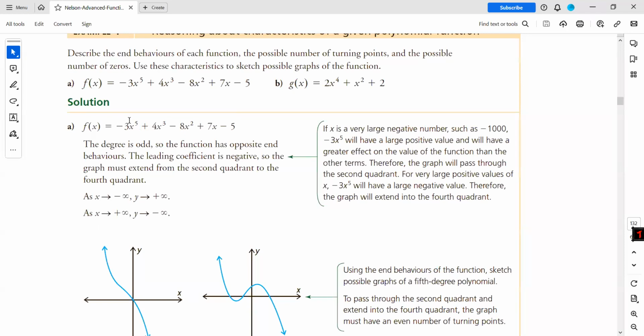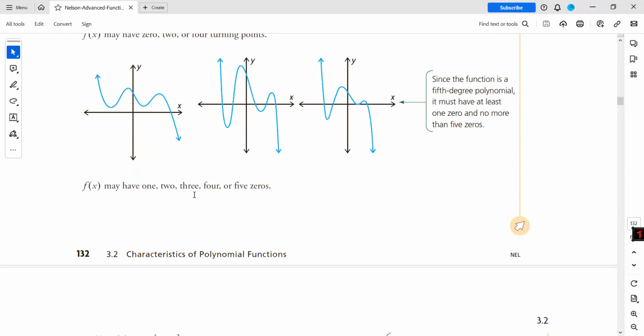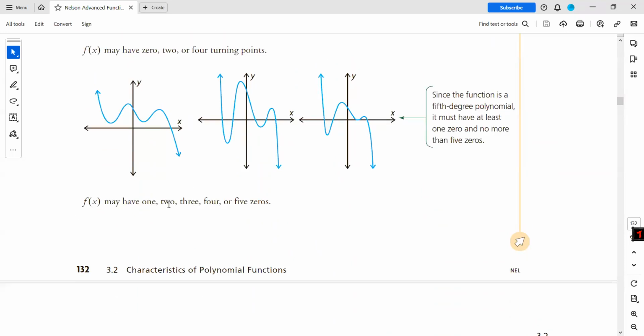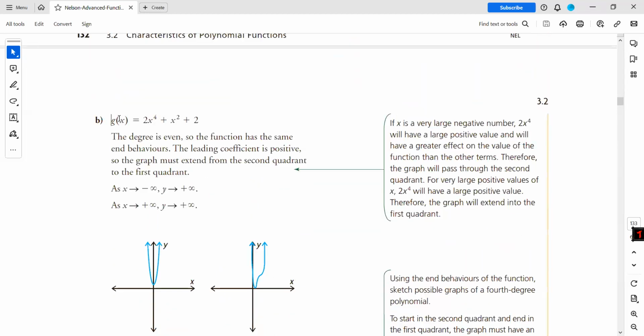So basically, for 5th degree polynomial function, depending on its configuration, you can have as much as 5 different solutions when y equals 0. You'd have x1, x2, x3, x4, x5, maximum number of possible solutions. This function may have 1, 2, 3, 4, or 5 zeros. Same for the example letter B.